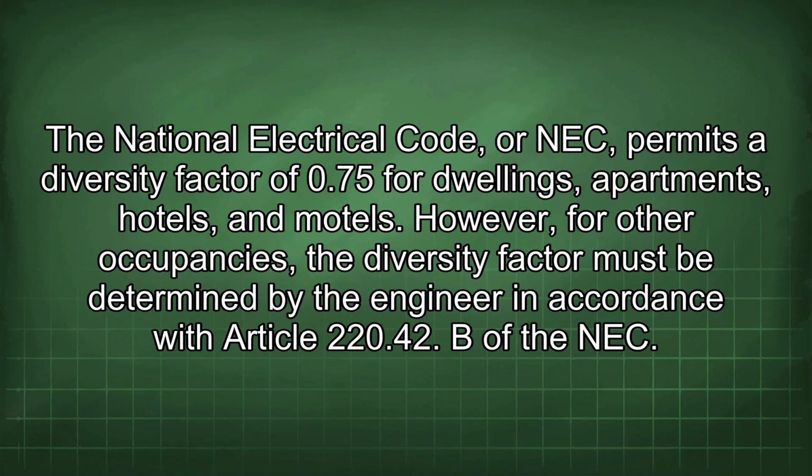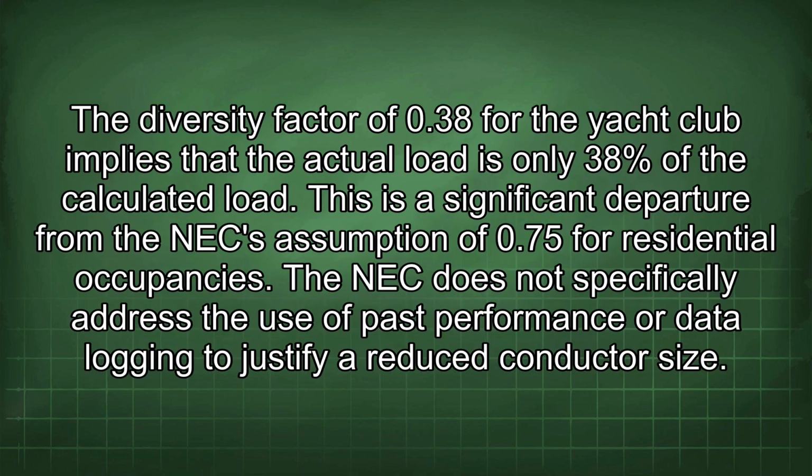The National Electrical Code, or NEC, permits a diversity factor of 0.75 for dwellings, apartments, hotels, and motels. However, for other occupancies, the diversity factor must be determined by the engineer in accordance with Article 220.42(b) of the NEC. The diversity factor of 0.38 for the yacht club implies that the actual load is only 38% of the calculated load. This is a significant departure from the NEC assumption of 0.75 for residential occupancies.